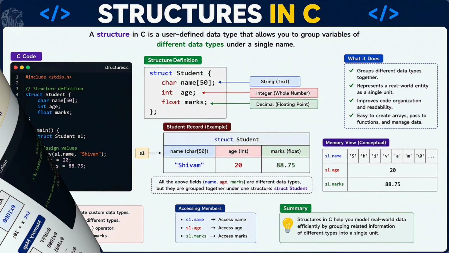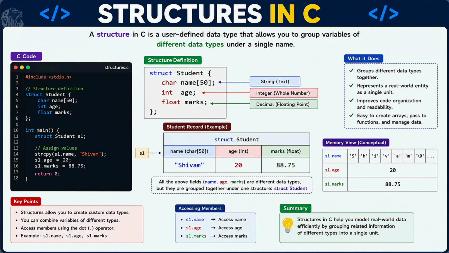18. Structures. A structure allows you to group different types of data together. struct Student { char name[50]; int age; float marks; }. For example, one student can have name Shivam, age 20, marks 85.5, all stored together as one structure object.